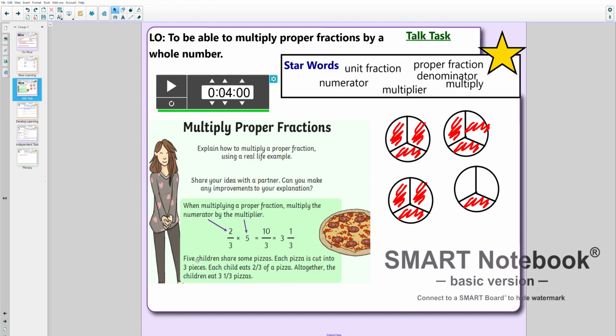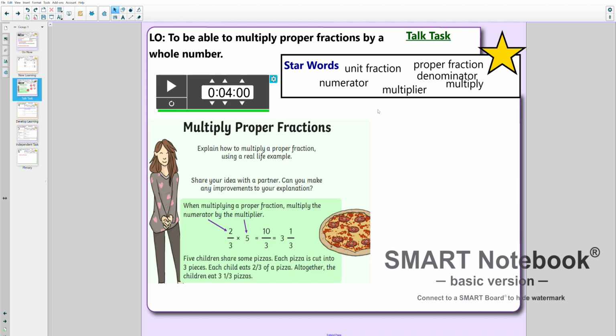And this is quite simple. If you've got 5 pizzas, each pizza is cut into 3 pieces. Each child eats 2/3 of a pizza. All together, they eat 3 1/3 pizzas. That means if you wanted to buy pizza and you know this is how much it's going to be, you're going to need 4, and you have 2 slices, 2/3, left over. You could try this with your own one, and in fact I encourage you to make your own one.